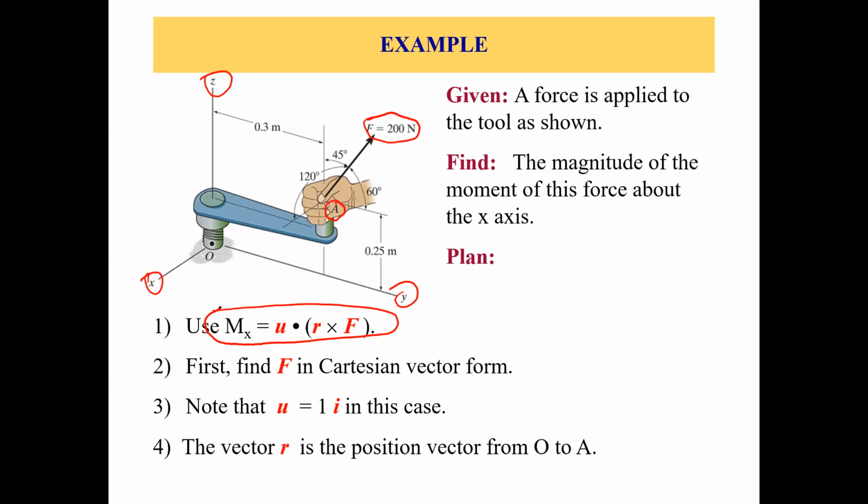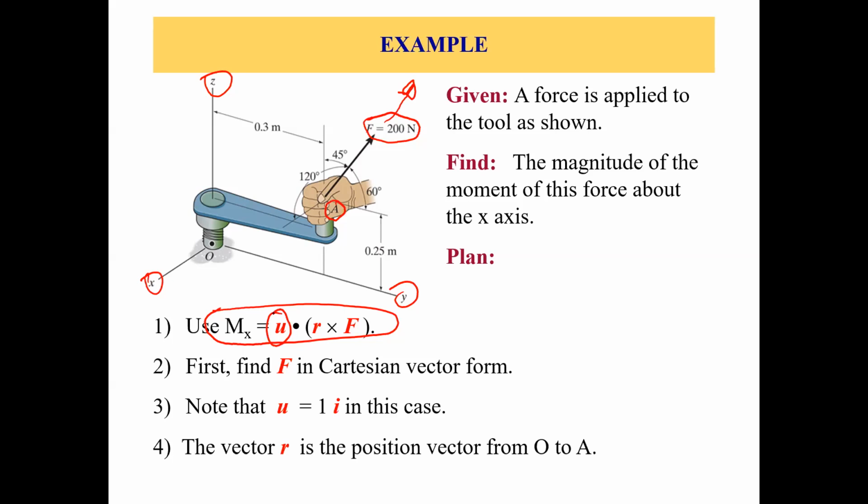First thing, we want to find the force F in Cartesian form, because we just have this magnitude, 200 newtons. We cannot use this. We need the force in Cartesian vector form in order to do the triple scalar product, because we are dealing with a 3D system. Once we do that, we need to find the unit vector showing the direction of the x-axis.